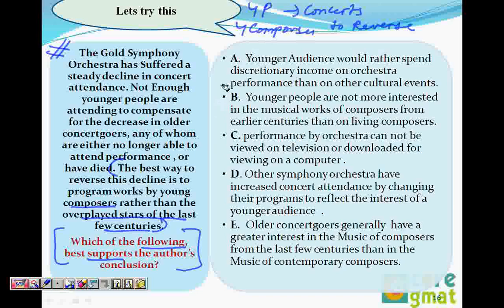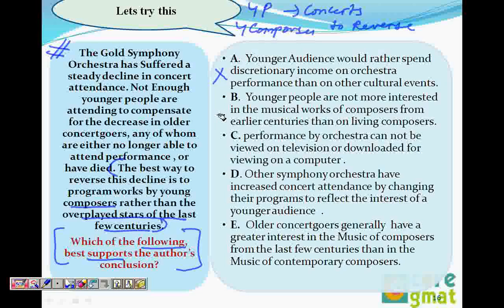Let's read the choices one by one. Choice A: Younger audiences would rather spend discretionary income on orchestra performances rather than other cultural events. That is not going to help in reversing the decline, so it's nowhere related to the conclusion. Also keep in mind that this is new information which must be relevant to the conclusion, and it is not. Choice B.